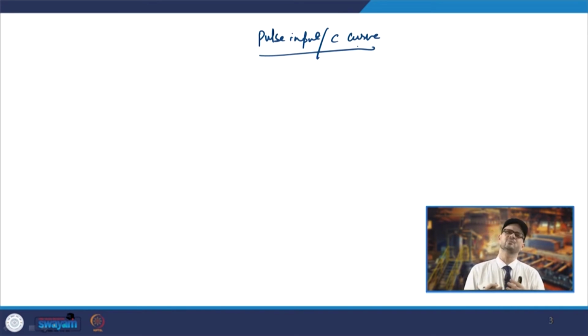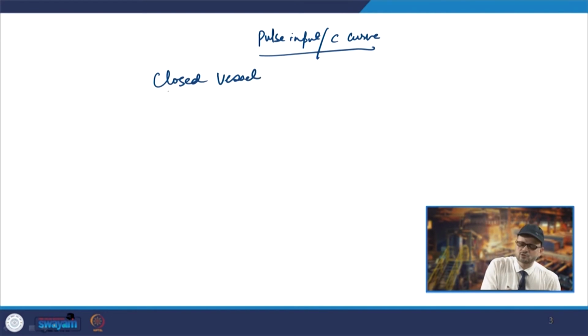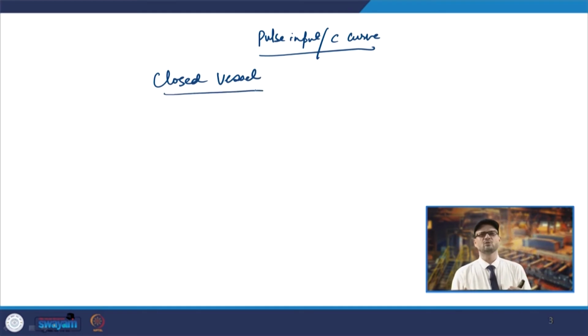So, when we talk about the pulse input, we are talking about different cases, and suppose we take the closed vessel. You may have the case of closed vessel or the open vessel. In the closed vessel, at the input as well as at the output there is no dispersion. So, the tracer will come, it will go out, whereas there will be dispersion going on in the vessel. In the open vessel you will have the stream which is open, so dispersion takes place here also, at the inlet as well as at the outlet.